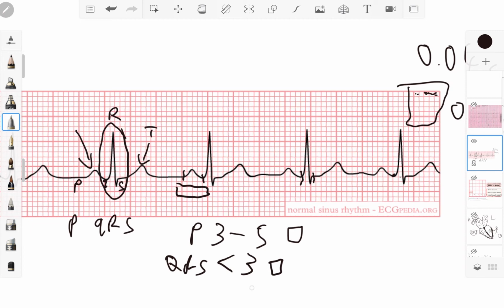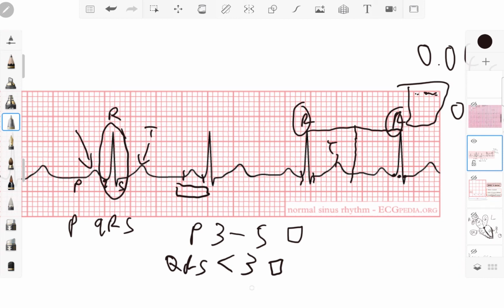Look, 1, 2, 3. Less than 3 little tiny blocks. And then your T wave, the only rule really, is that if you look at your R wave and another R wave, your T wave should be before halfway between. So your T wave should be at least within halfway between your R wave and your next R wave. That's normal. So that is the normal way to work out what is normal.